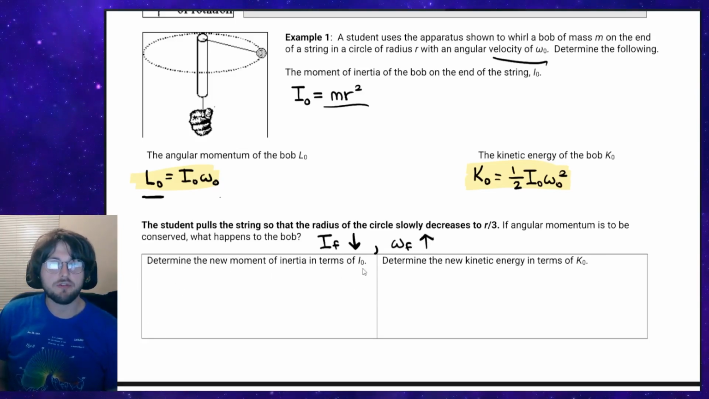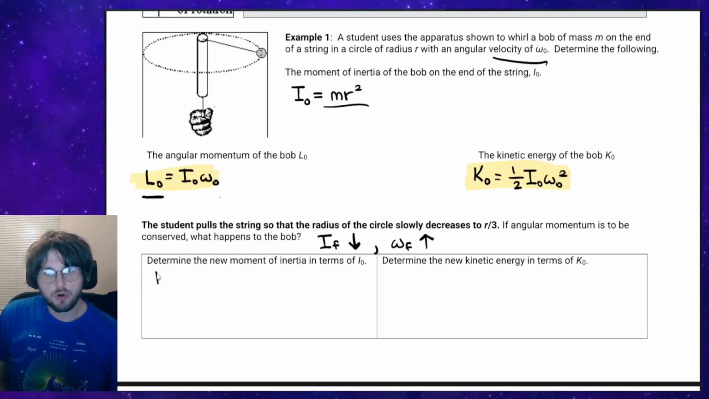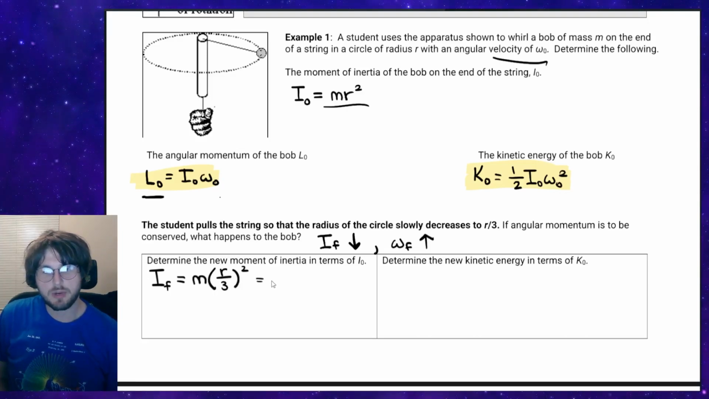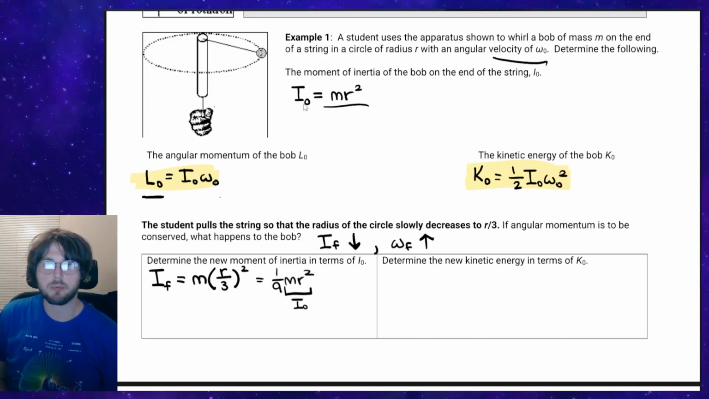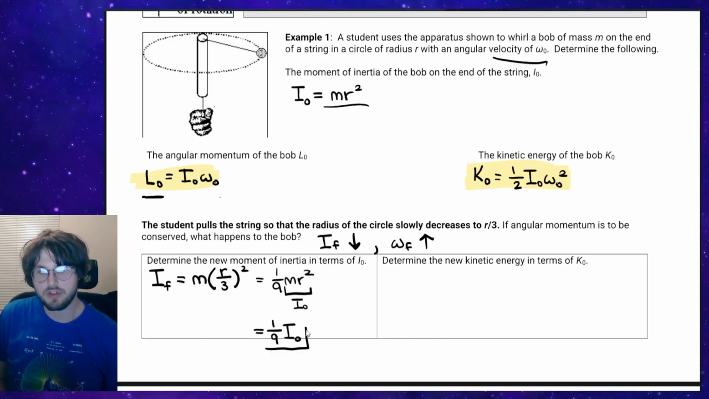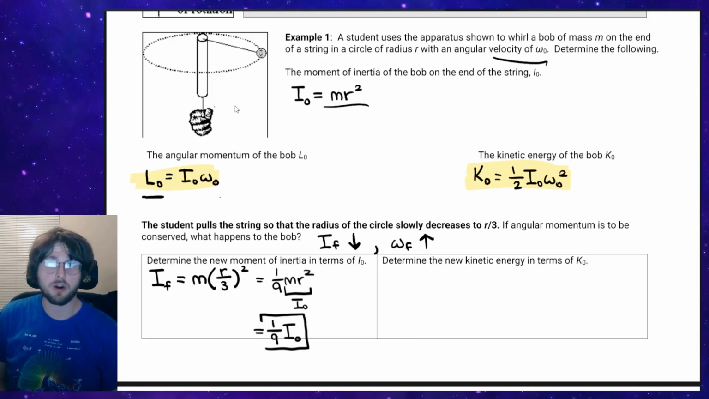All right, we're being asked now to figure out the new moment of inertia, the final moment of inertia in terms of I naught. So over here, again, it's still a point mass rotating about a point. So it's still going to be mr squared. However, now our r value is r/3 squared. That's going to then become 1/9 mr squared. Now this mr squared right here is effectively the same expression as what we got for our original moment of inertia up here. So we can make this even simpler by just stating that our new moment of inertia is exactly 1/9 the value of the original. That's why we had to make all these expressions up here.